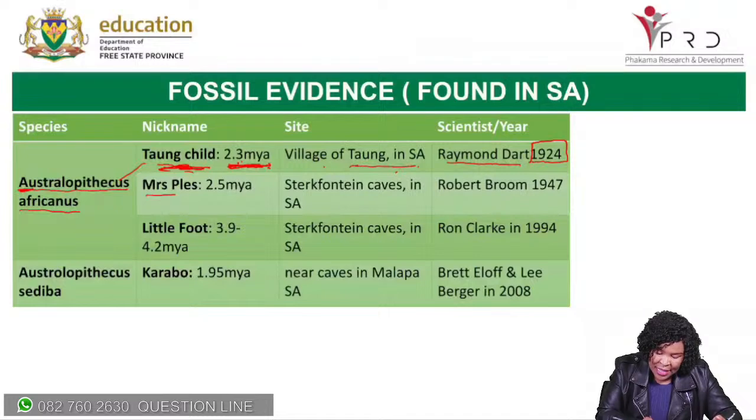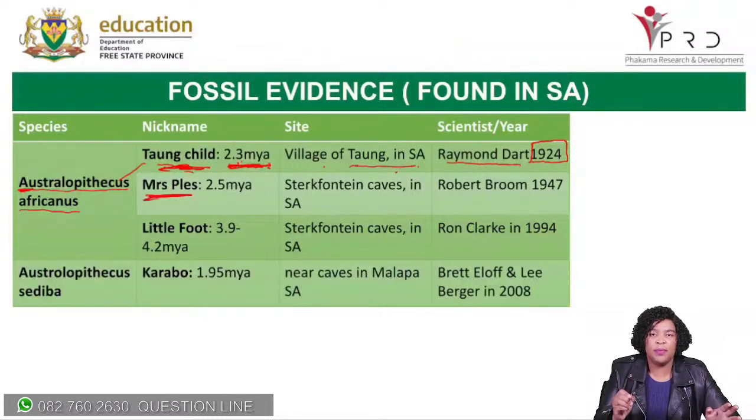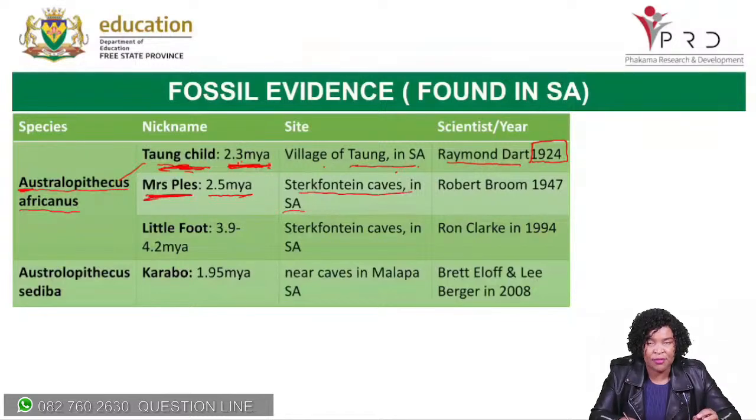Then Mrs. Ples. There's also a huge debate whether it is a Mrs. or Mr., but we still refer to it as Mrs. Ples. Mrs. Ples existed about 2.5 million years ago, and it was found where? In the Sterkfontein caves in South Africa. Most of you maybe have been privileged enough to go and visit the Sterkfontein caves.